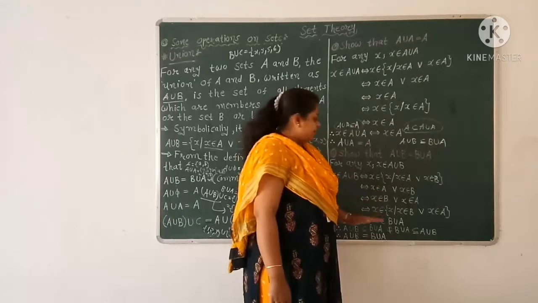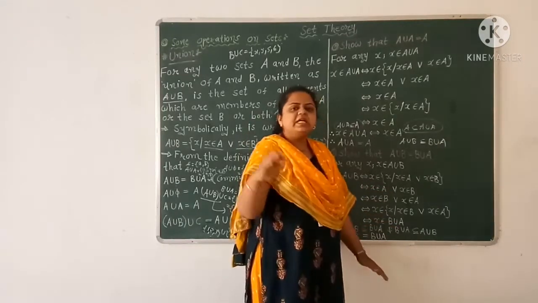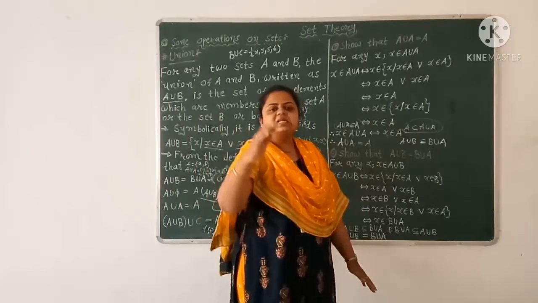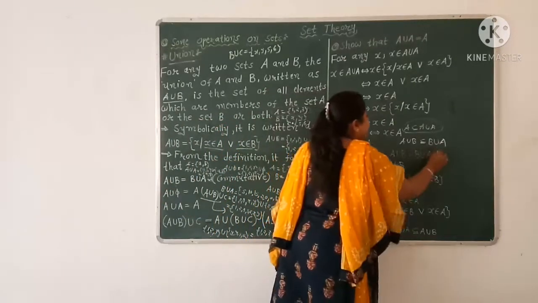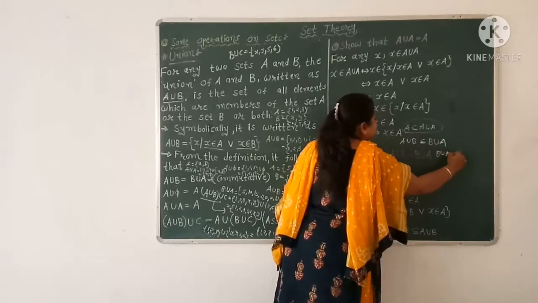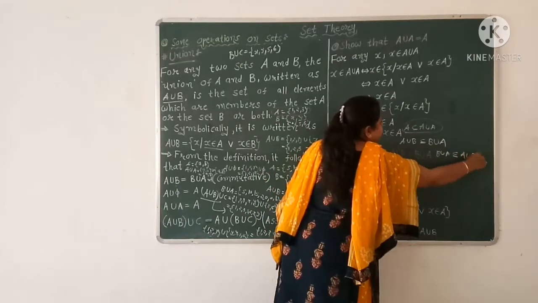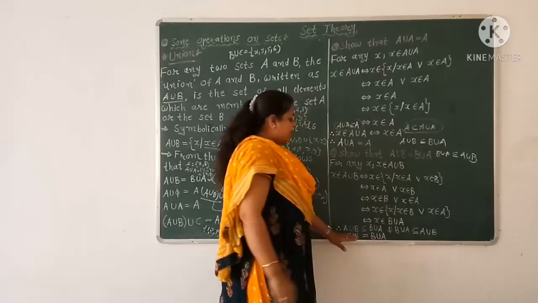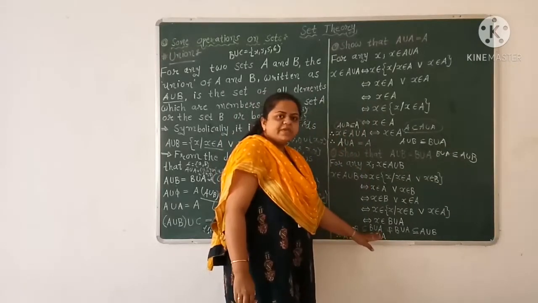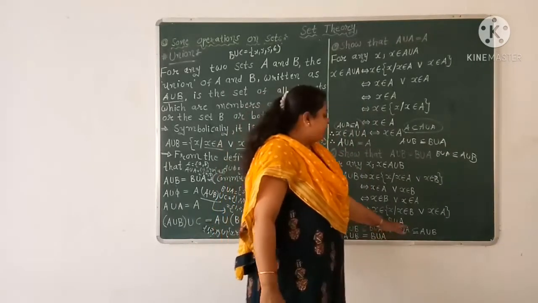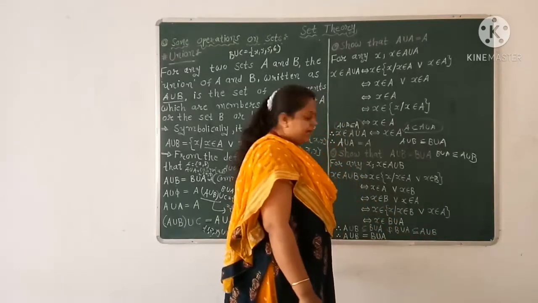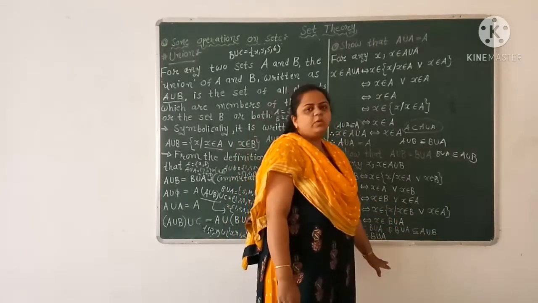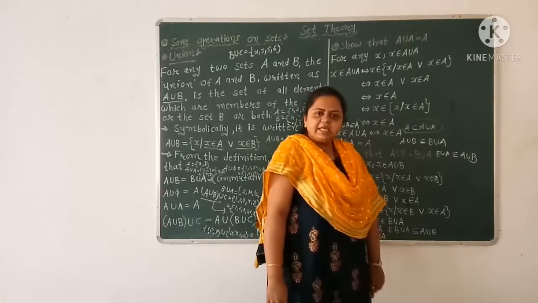So, we prove that x belongs to B union A implies x belongs to A union B. That means B union A is a subset of A union B. So, A union B is a subset of B union A and B union A is a subset of A union B. We say that A union B is equal to B union A.